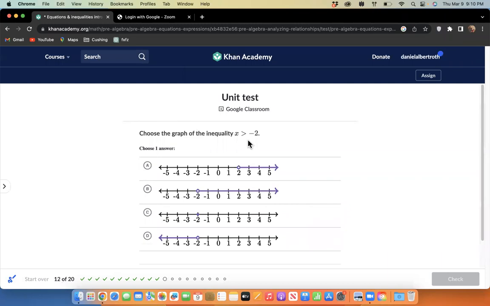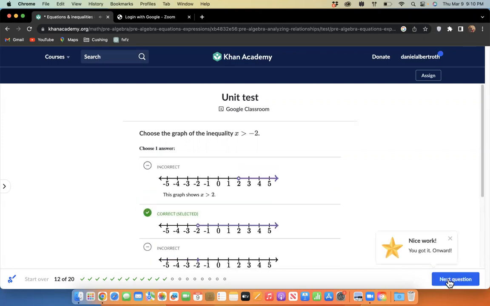Choose the graph of the inequality x is greater than -2. So it's greater than, there's no underline. So it's going to be an open circle. It's not including -2 as an answer. So that rules out C. It's going to be either B or D because those are the inequalities that are centered at -2. And we need the one that's showing numbers greater than -2. So that's going to be option B.